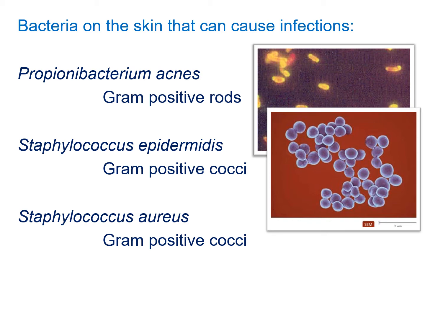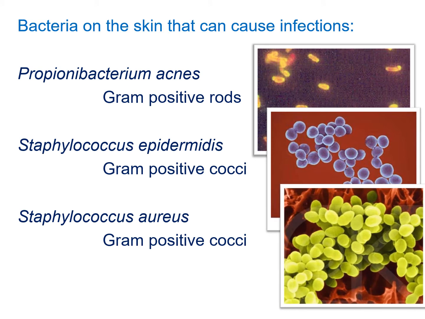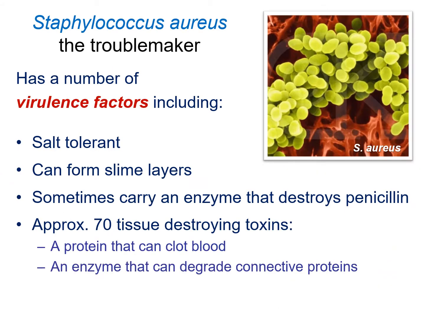So we have Staphylococcus epidermis. It can cause some minor skin infections, can be problematic for some people that are immunocompromised. And then we have Staphylococcus aureus. Again, not something that normally causes problems in healthy people, but it can. It's more likely to cause serious problems than these other bacterial species. So the reason that S. aureus is of particular concern is because it has a number of virulence factors.